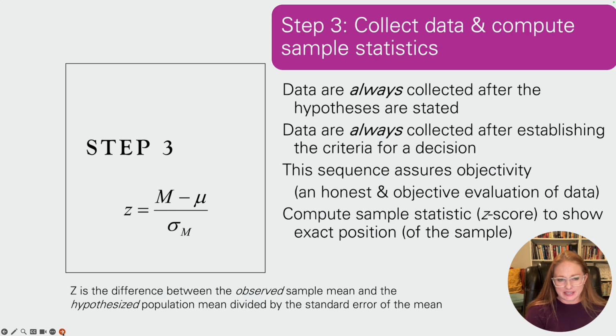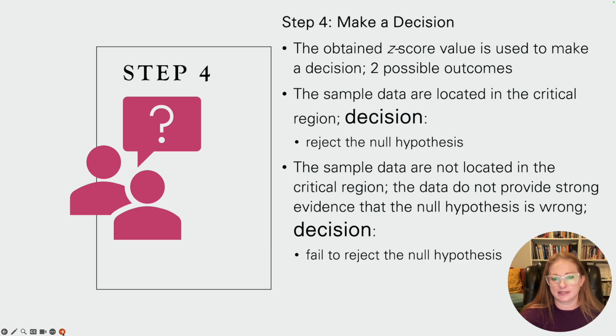You're still going to use the same formula that we did last week, because you're running it as a distribution of sample means. So Z is the difference between the observed sample mean and the hypothesized population mean, divided by that same standard error of the sample mean. Okay, step 4, make the decision.